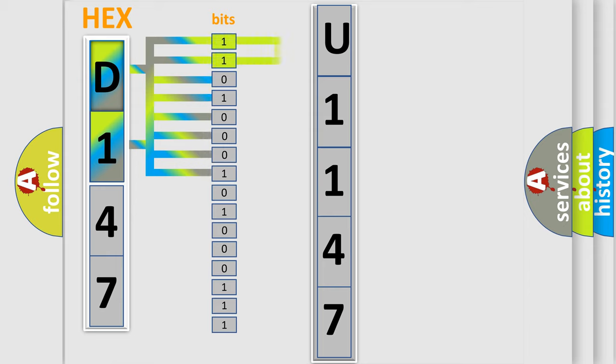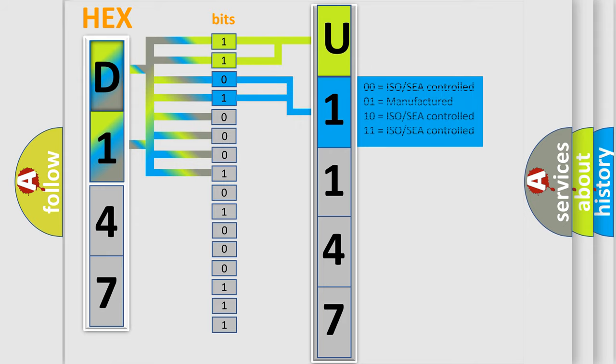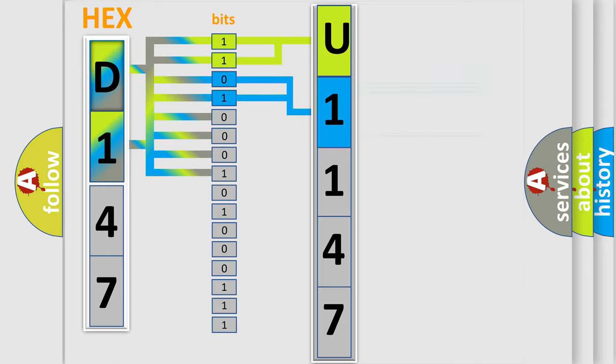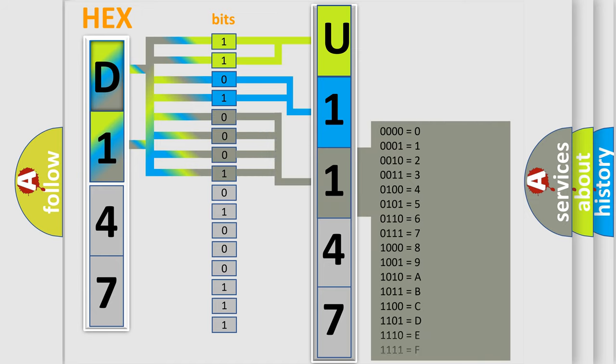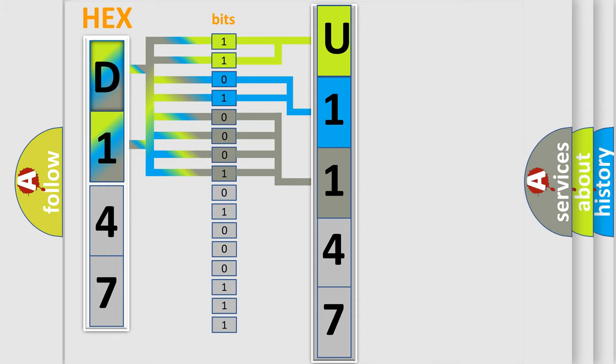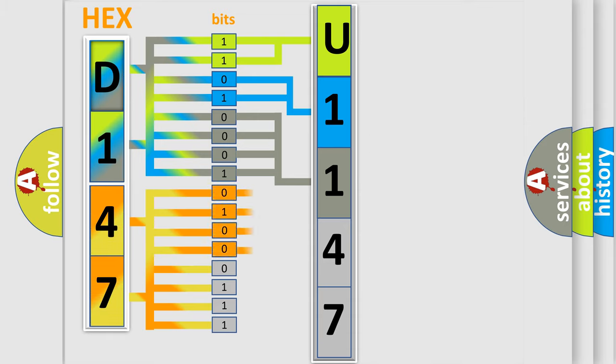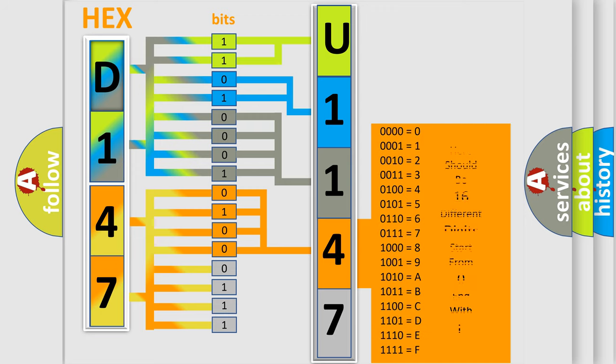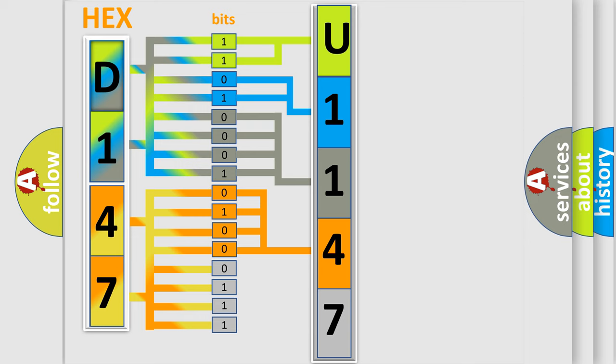By combining the first two bits, the first character of the error code is expressed. The next two bits again determine the second character. The last bits of the first byte define the third character of the code. The second byte is composed of a combination of 8 bits. The first 4 bits determine the fourth character of the code, and the combination of the last 4 bits defines the fifth character. A single byte conceals 256 possible combinations.